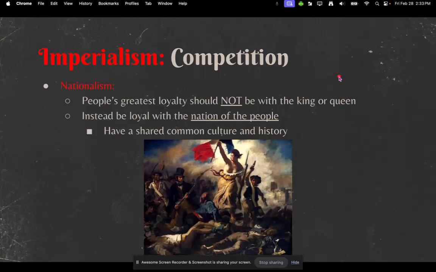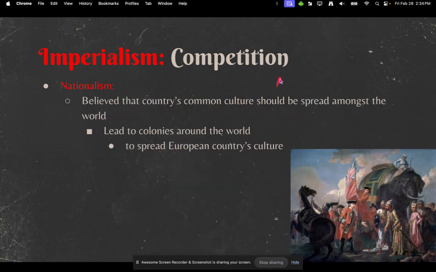We also have nationalism. That's when people's greatest loyalty should not be with the king or the queen. Instead, they should be loyal to the nation of the people, or have a shared common culture and history. So when I say nation of the people, that doesn't necessarily mean a country. It could mean a country, but it could also mean smaller populations within a country that share that common culture or history.